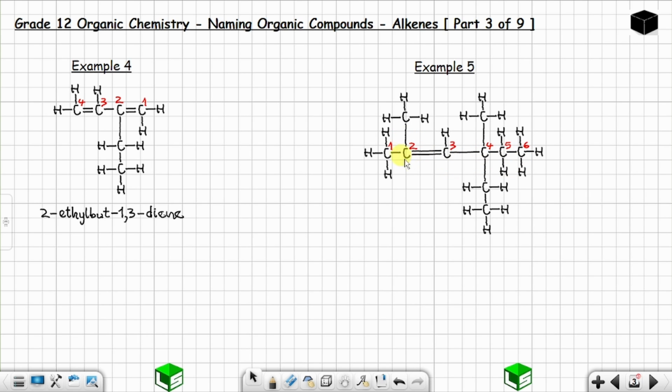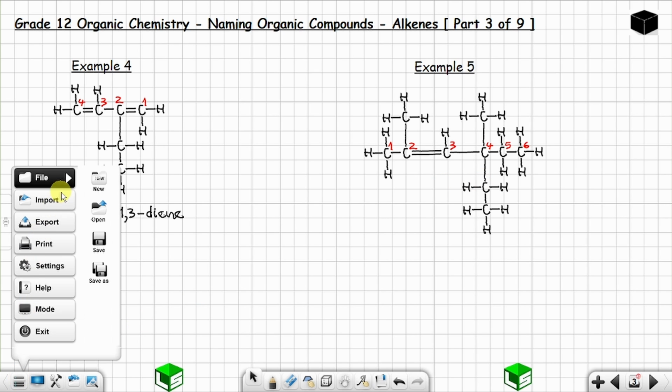Okay, now you have a branch on carbon number 2 and 2 branches on carbon number 4. 1 branch on carbon number 2. Now, this is a methyl and this is also a methyl. This is a methyl, right?